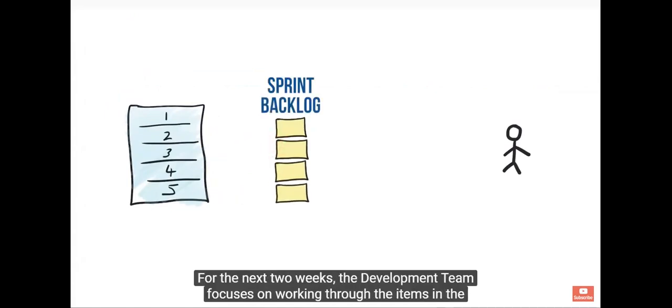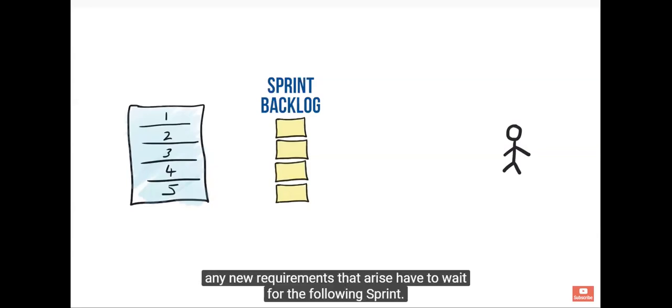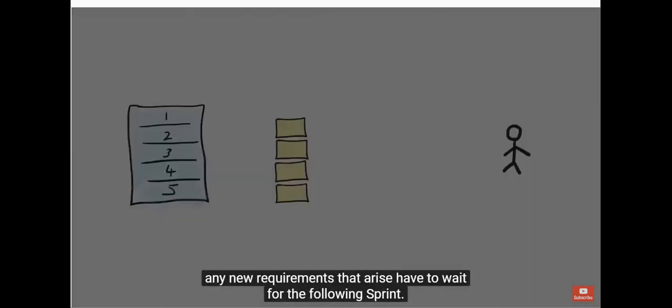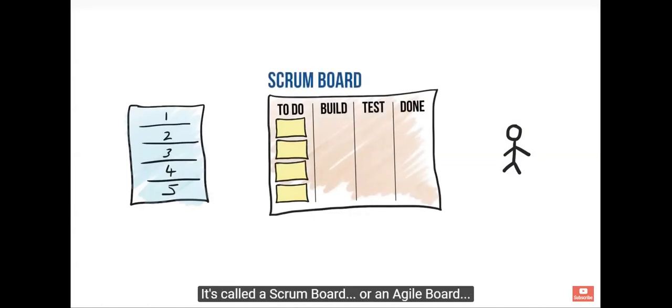For the next 2 weeks, the development team focuses on working through the items in the sprint backlog and only those items in the sprint backlog. In all but the most exceptional circumstances, any new requirements that crop up have to wait for the next sprint. It's common practice for Scrum teams to use a board to track the progress of work. It's called a Scrum board or an Agile board, or even, slightly confusingly, Kanban board.